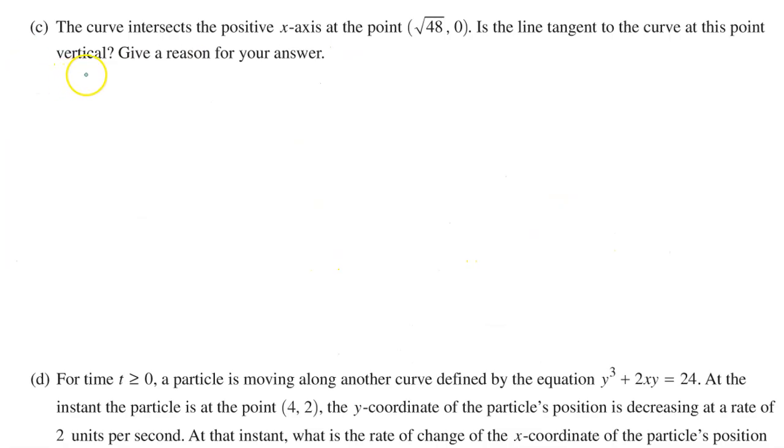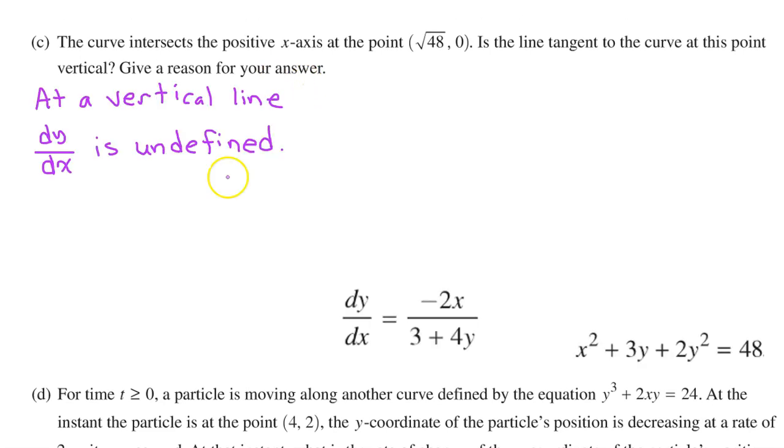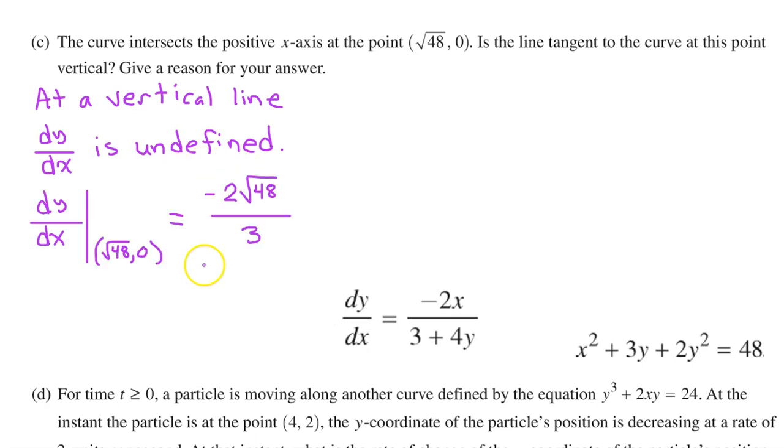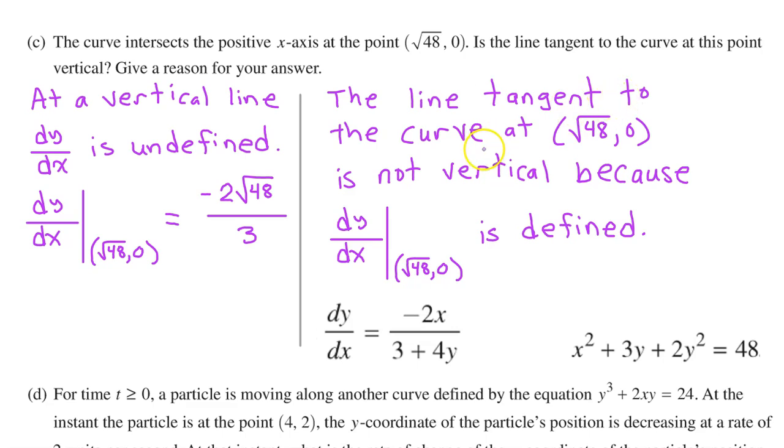Part C. The curve intersects the positive x-axis at the point (radical 48, 0). Is the line tangent to the curve at this point vertical? Give a reason for your answer. At a vertical line, dy/dx will be undefined. However, dy/dx at the point (radical 48, 0) is equal to this, which is defined. The line tangent to the curve at (radical 48, 0) is not vertical because dy/dx at (radical 48, 0) is defined.